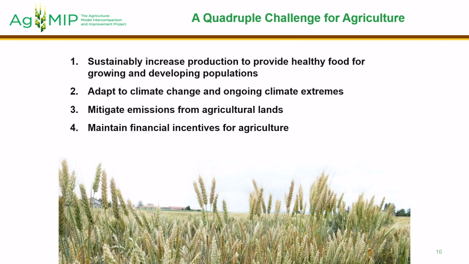In particular, the world is asking the agricultural sector to sustainably increase production, to provide healthy food for growing and developing populations, while at the same time adapting to climate change and ongoing climate extremes, while simultaneously mitigating emissions from agricultural lands. And of course, none of this will happen if there isn't a financial incentive for agriculture. So every one of these challenges is substantial, but when you put them all on the table at the same time, we see these interactions and the size of the challenge ahead of us.